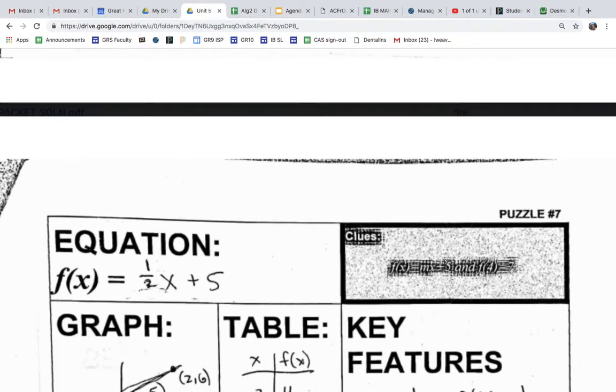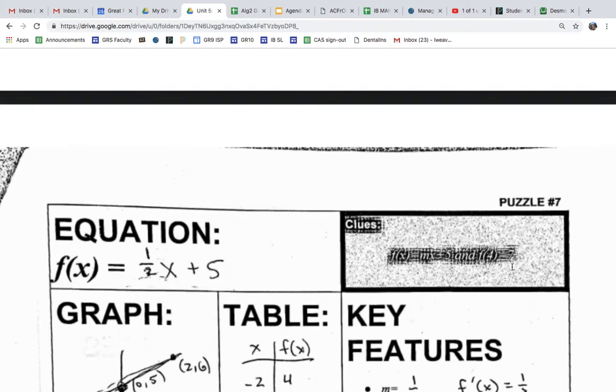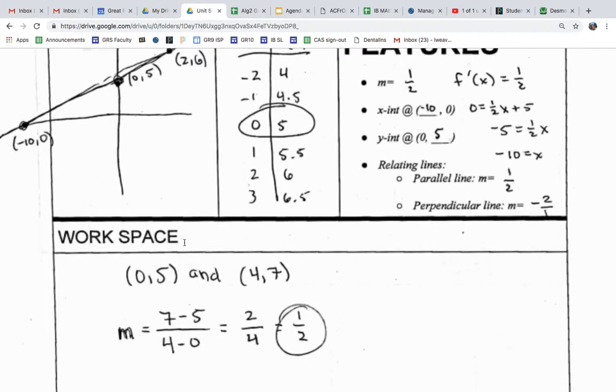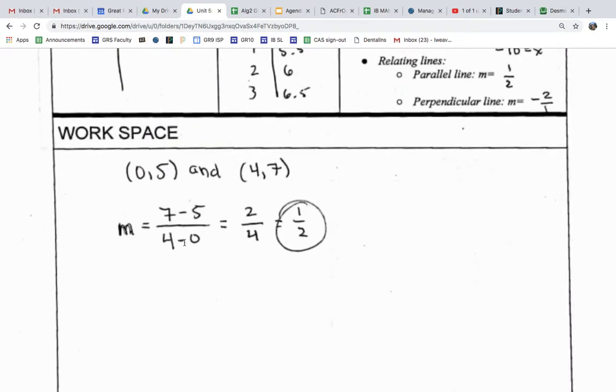The last one that I'll talk about is puzzle number 7. You're given the y-intercept at 0, 5, and you're given that it goes through the point x equals 4, y equals 7. So just like the one we did in class, you're given 2 points and you can easily find the slope and fill it in. And you're not given any algebra on that one as well.